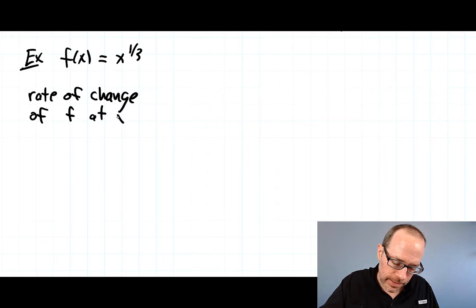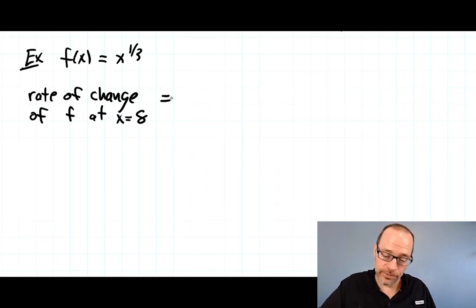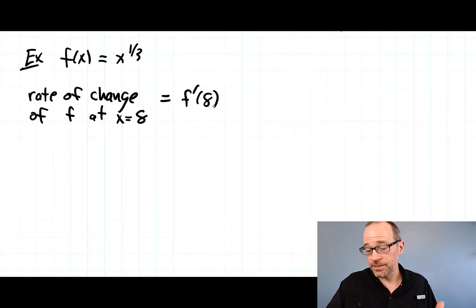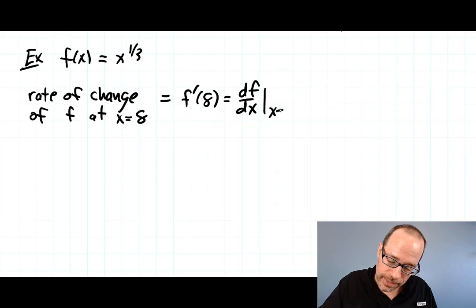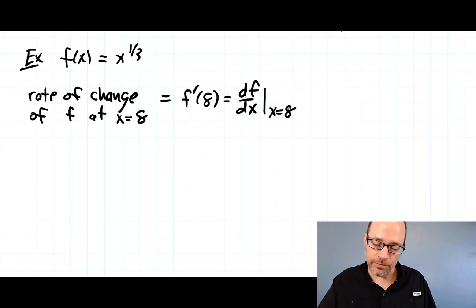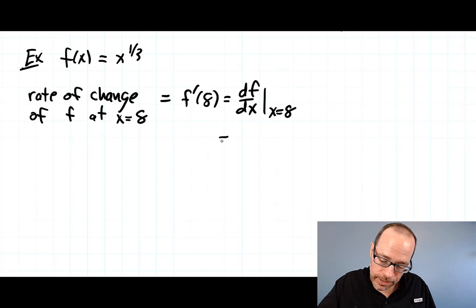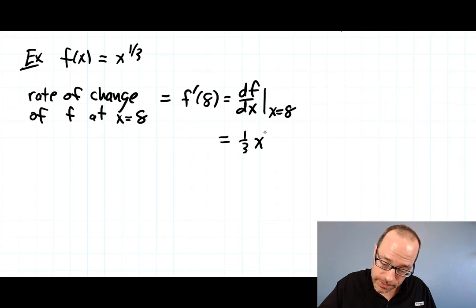at x equals 8 is, again, it's the derivative, f prime at 8. That's all it is. Calculate the derivative, plug in 8. The variable here is x. You could have also written it df dx, evaluated at x equals 8, however you want to do it. So here, the derivative is 1/3 x, and then you subtract 1, so it's minus 2/3.